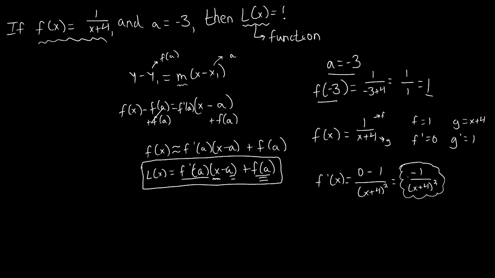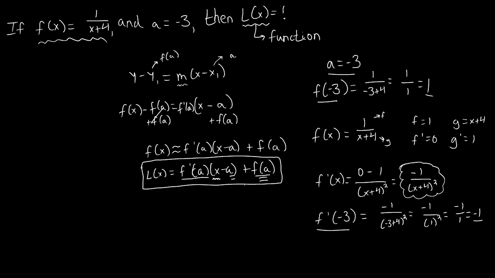So now, to find f prime of a, we need to evaluate f prime at x equals -3, and so this gives us -1 over -3 plus 4 squared. So we get -1 over, and we remember -3 plus 4 is just 1, 1 squared, -1 over 1 is just -1. So f prime of -3 is -1. We have all three of the values that we need to plug into our linear approximation function.